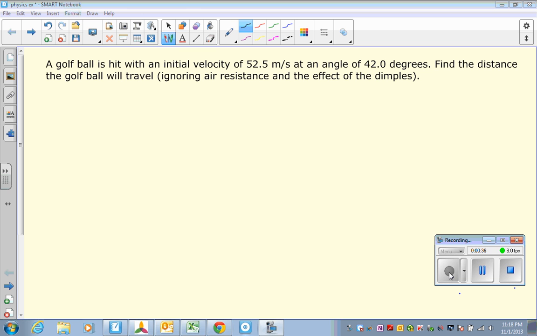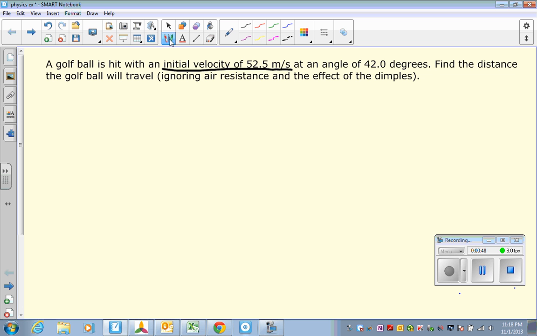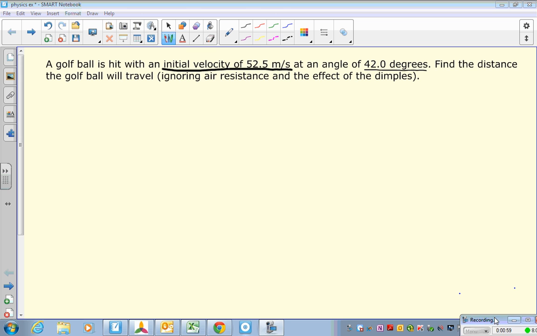So the first thing that you want to do is to figure out, what are they telling me? Well, we know that we have an initial velocity, which means starting velocity, at 52.5 meters per second. We also know that that is at an angle of 42 degrees. So that means that this velocity is not just in the x, it's not just in the y, it's a combination of the x and the y.